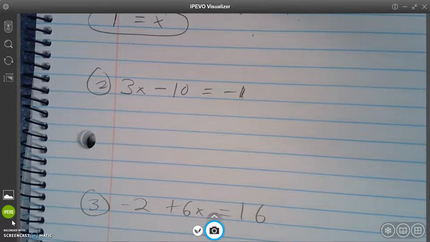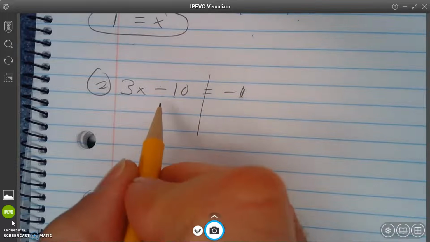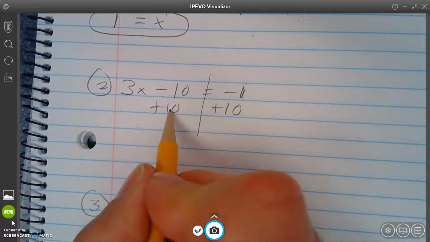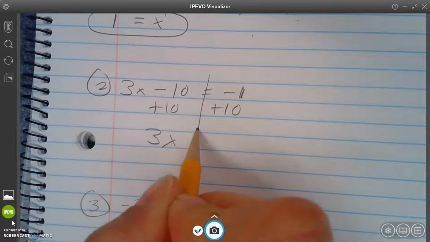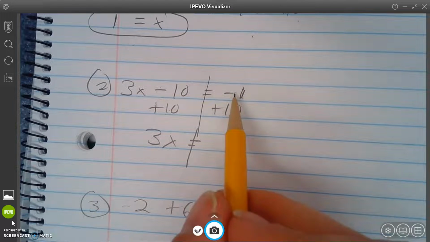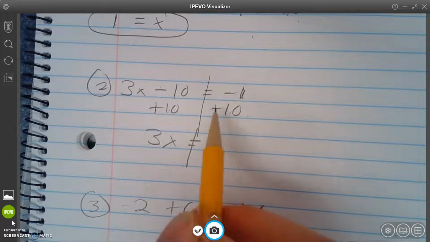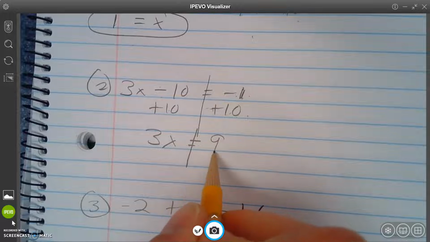3x minus 10 equals negative 1. Go ahead and try it on your own. What do you got? Go. All right. The opposite of subtracting 10 is adding 10. That's how you eliminate it because negative 10 plus 10 is 0. 0 plus 3x is 3x. What's negative 1 plus 10? Or what's 10 plus negative 1? When you add, doesn't matter the order. That would be, yeah, 9.